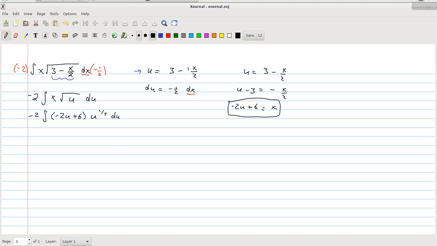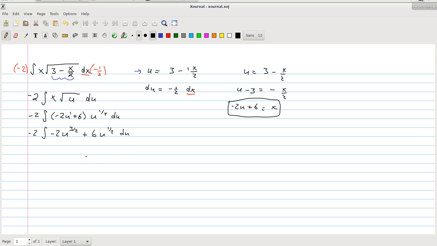Now we'll simplify by distributing this u to the 1/2 to both terms. So we've got negative 2 integral of negative 2 times u to the first times u to the 1/2. We're going to add the exponents to get u to the 3/2. Plus, we also distribute the u to the 1/2 to the 6 term. So 6u to the 1/2 du.